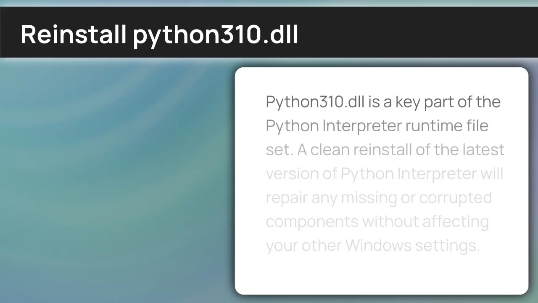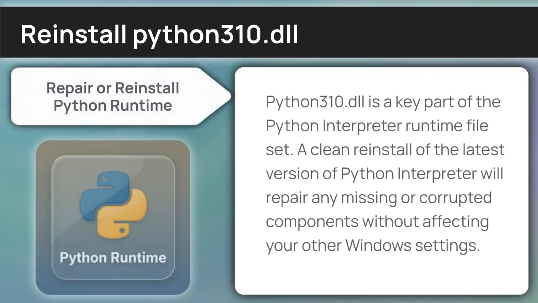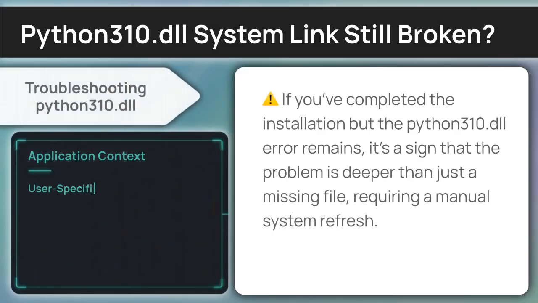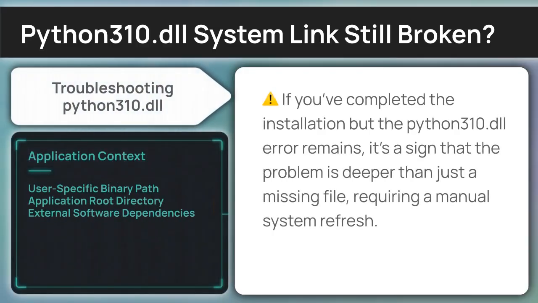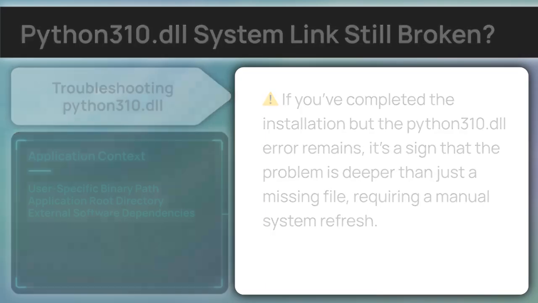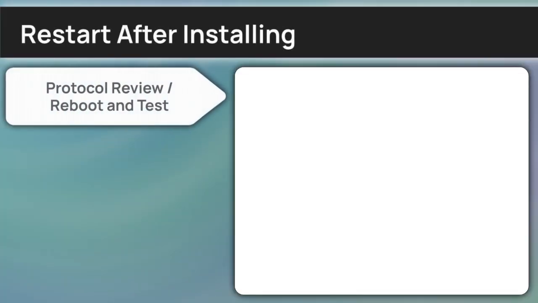The Python 310 DLL is required for the Python interpreter to function properly. Downloading and reinstalling the current official version of the Python interpreter will repair missing or broken application files. In cases where the official installer remains ineffective, we must escalate to a manual review of your system's active runtime state.